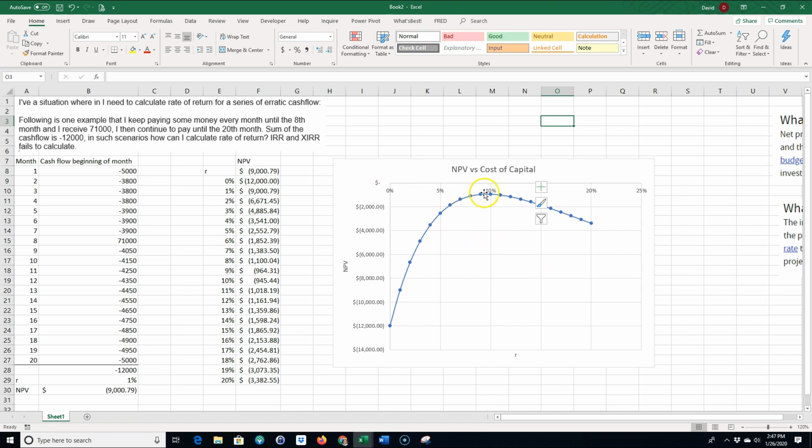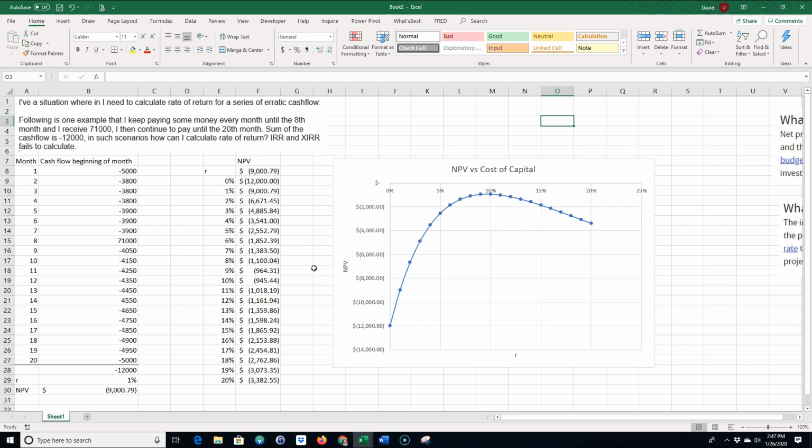And this is a zero axis here. Remember, this is negative, right? Now this is monthly, right? This is going all the way from 0% per month all the way up to 20% a month. Nowhere in here do I get a positive NPV. Basically, in order to get an internal rate of return, this has to cross the axis here. So that's why the internal rate of return is not working.